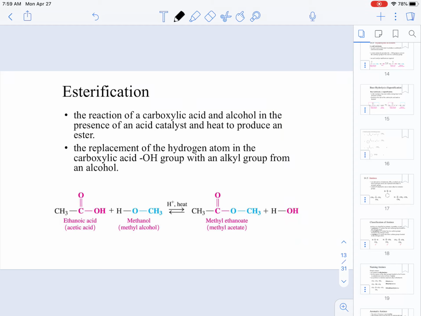In this video, we are going to be looking at the reactions to synthesize esters and how we're going to be utilizing esters. And in addition, we will be talking about amines.